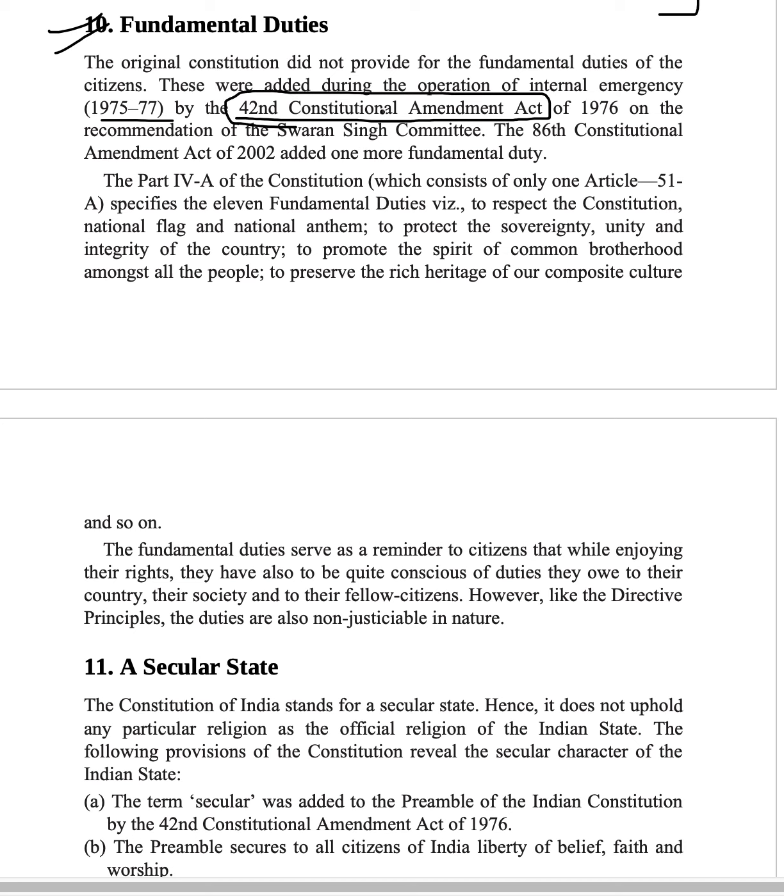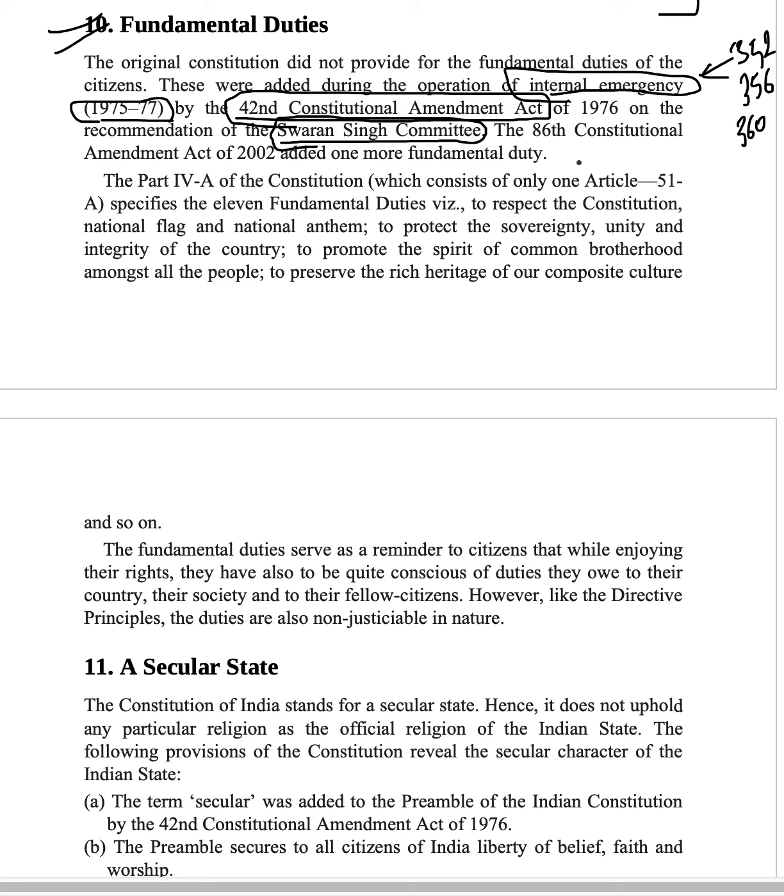So this is important. This internal emergency was proclaimed by the Indira Gandhi government in 1975, and you should know the section by which they can proclaim it. It's 352. So state emergency is 356, national emergency, that is internal, is 352, and 360 is the financial emergency. So this was done on the recommendation of Swaran Singh Committee.